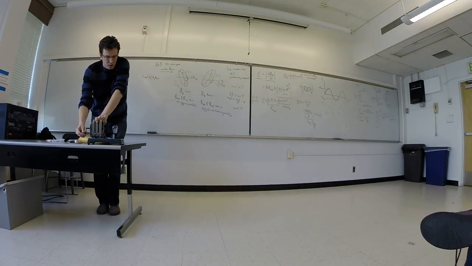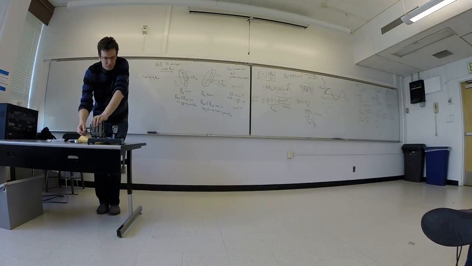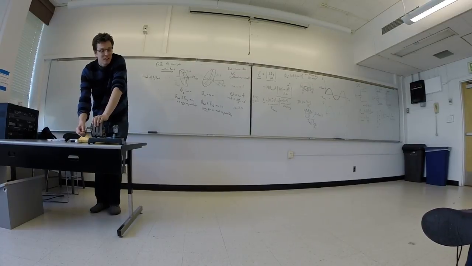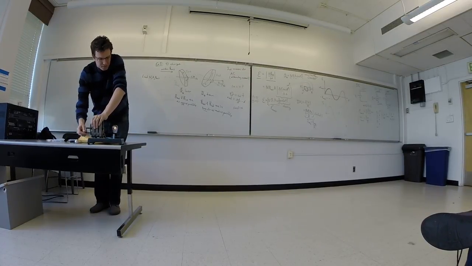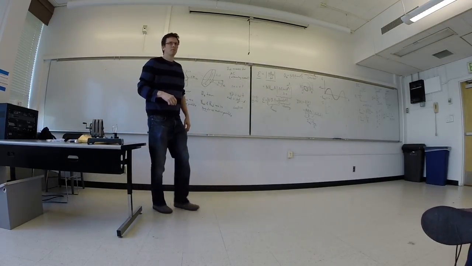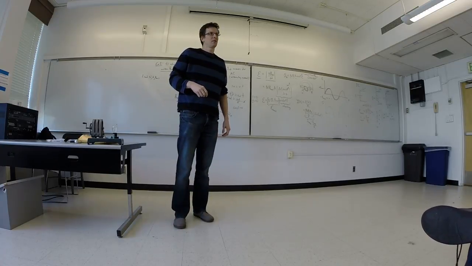So I can rotate it slowly. Okay, get a little bit of power dissipation, right? And then if I rotate it faster, it'll glow more, okay? Does that make sense?